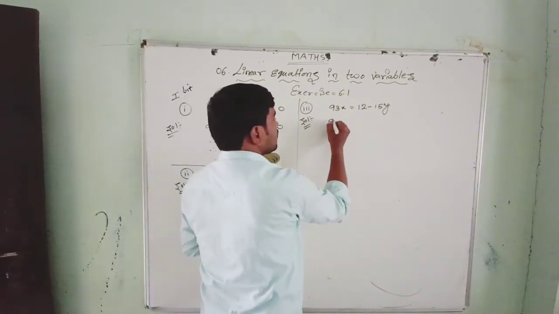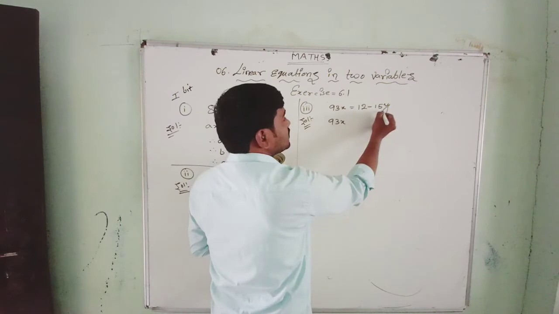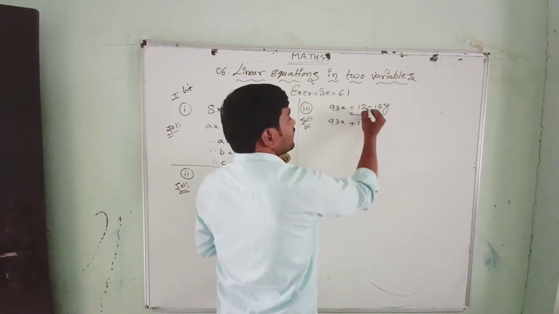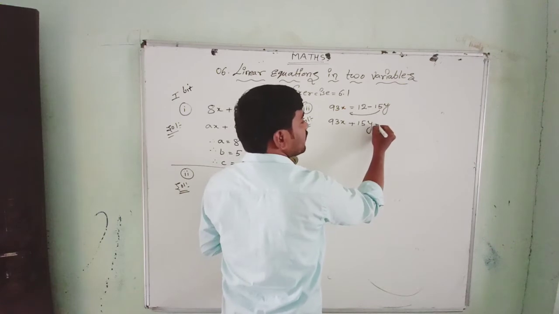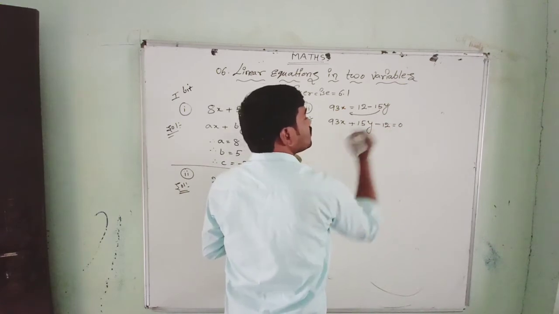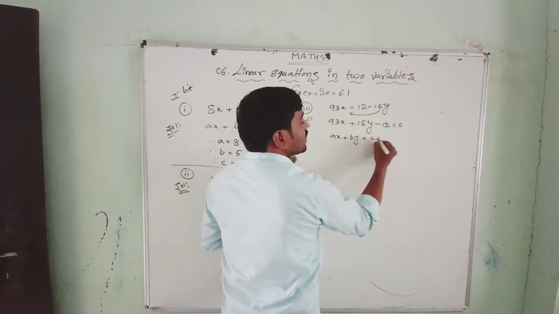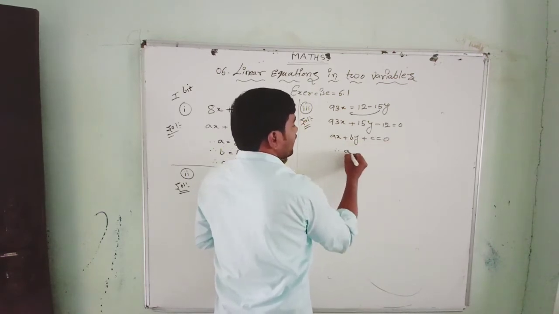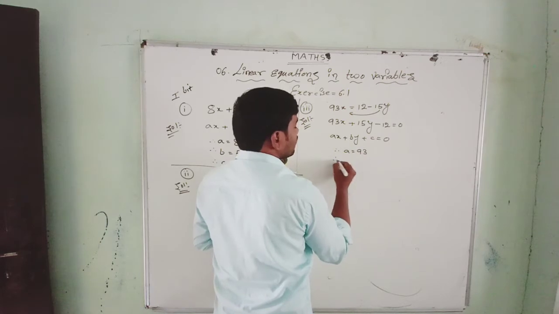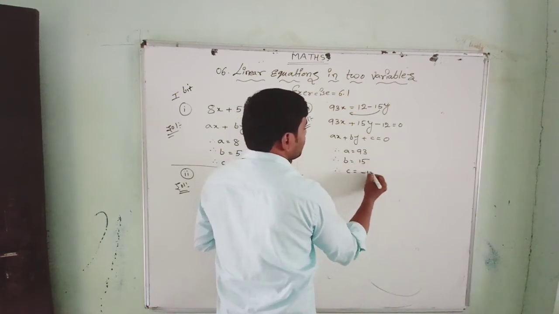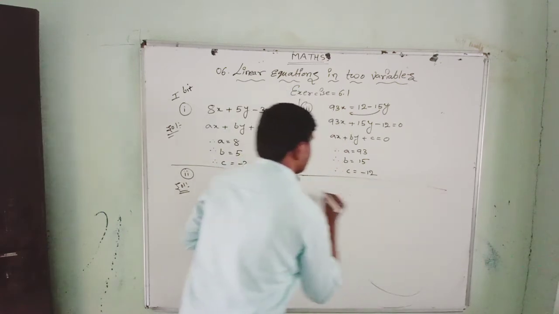First x terms. This minus 15y you bring this side, that makes plus 15y. Next 12 also bring this side, that becomes minus 12 equal to 0. Now it is in the form of ax plus by plus c equal to 0, where a value equal to 93, b value equal to 15 and c value equal to minus 12.